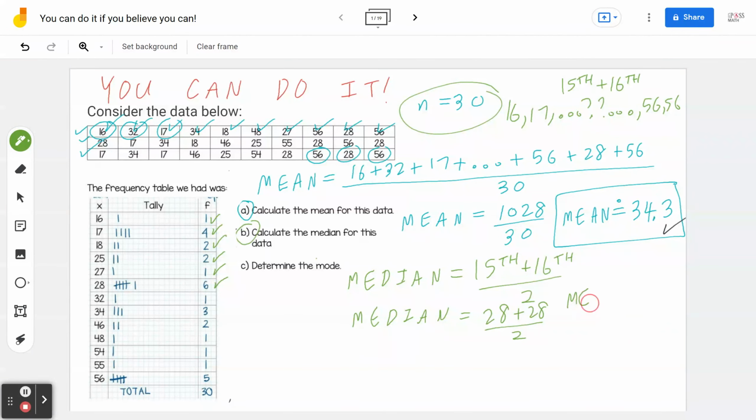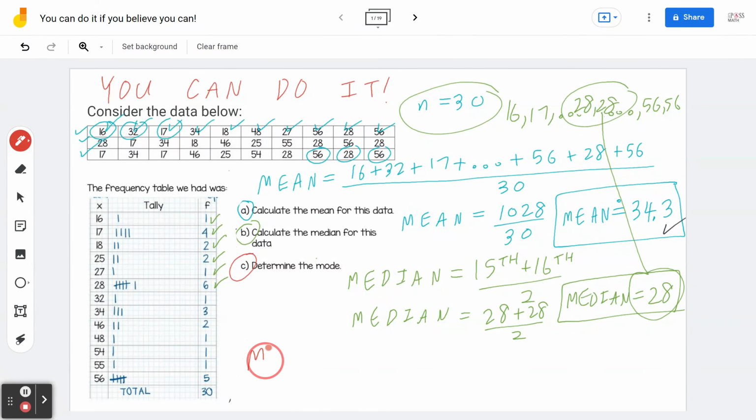I'm telling you right now, if you calculate this, you can use a calculator, you can do mental math, but the average of 28 and 28 is going to be 28. So again, if I go back here, I'm just saying that the middle two numbers are going to be 28 and 28. And when you average them, it's still going to give you 28, which is basically the median. Part C.